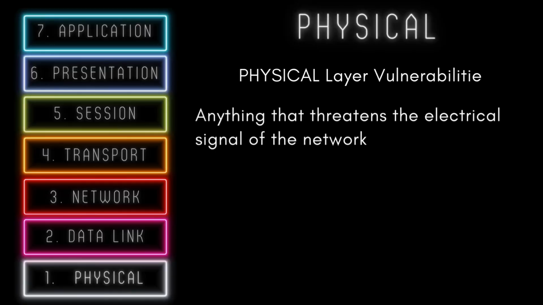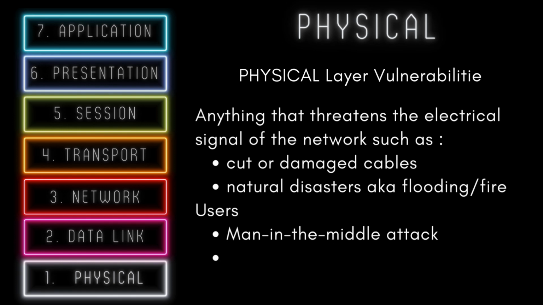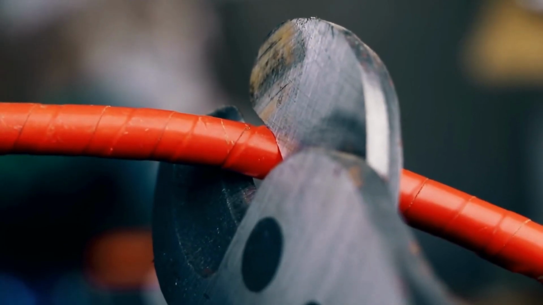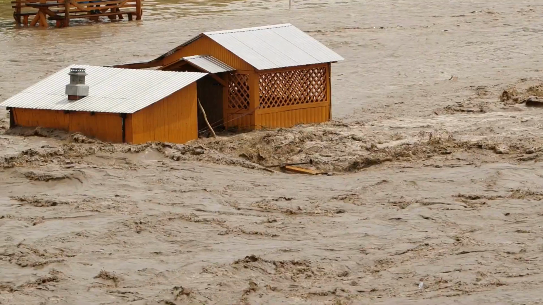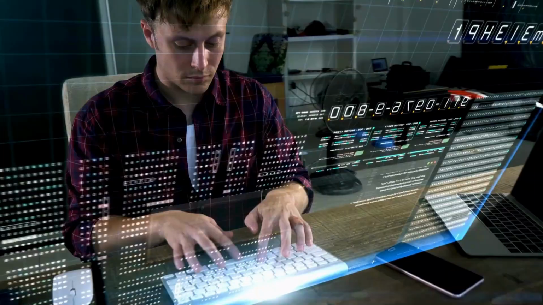The physical layer vulnerabilities include anything that threatens the electrical signal of the network, such as cut or damaged cables, or a natural disaster such as flooding. An attack can also be user-induced, such as man-in-the-middle or phishing emails.